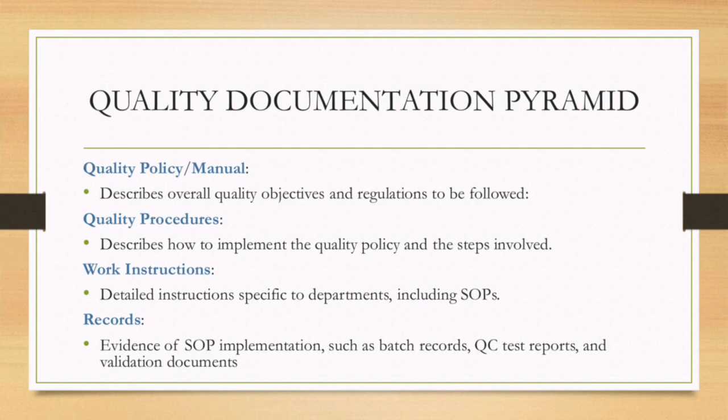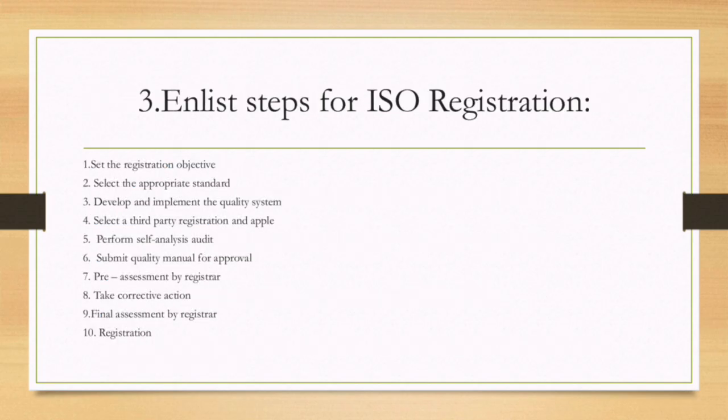Quality documentation pyramid: quality policy, which is a manual, quality procedure, work instruction, and the records. Third, enlist the steps for the ISO registration. First, set the registration objectives. Second, select the appropriate standard. Third, develop and implement the quality system. Fourth, select a third party registrar and apply.